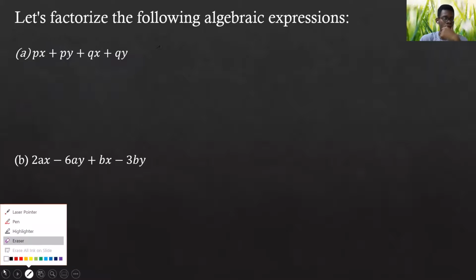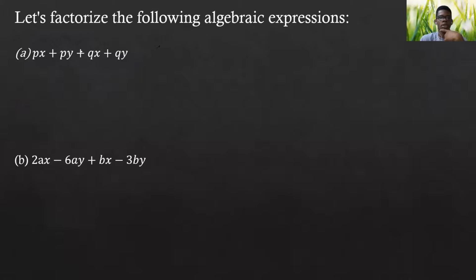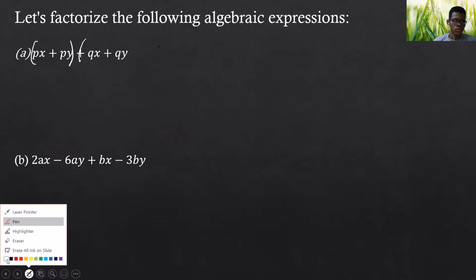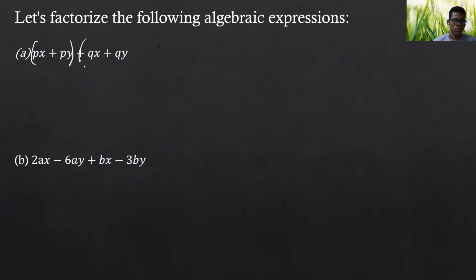Some of the old questions are hard, and there is one that is very difficult. So the first example we're going through is Px plus Py plus Qx plus Qy. Now, the first step with factorization by grouping is to group each term into pairs of 2. So the first thing I do is group.